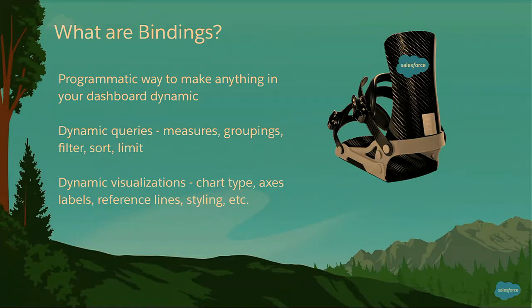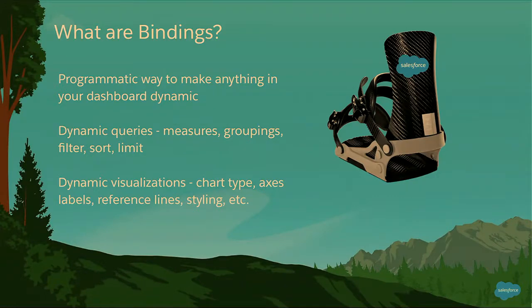Any of those properties in your charts or your tables, so if you wanted to change from a bar chart to a map chart, if your grouping changes to a geo-based grouping, you can do that via bindings. If you wanted to change the value of a reference line based on the filters that you set in your dashboard, that could be set via bindings. And these are some of the very common examples that you can achieve using bindings.